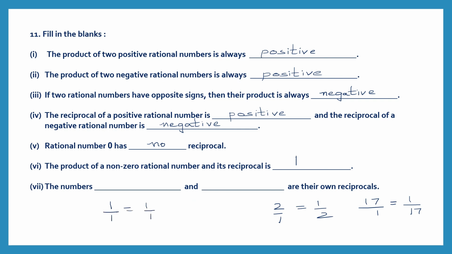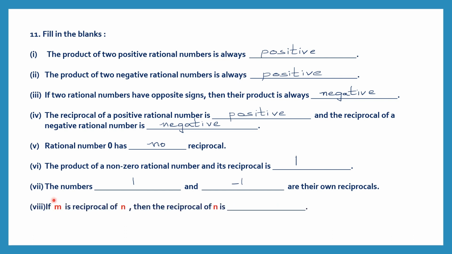Okay, so the number 1, that is one answer. So 1 is its own reciprocal. What about the other number? What about minus 1? Minus 1 by 1. What is the reciprocal of this? 1 by minus 1, which is still the same. Minus sign, whether it's down or on top, it's the same. So the other number is minus 1.